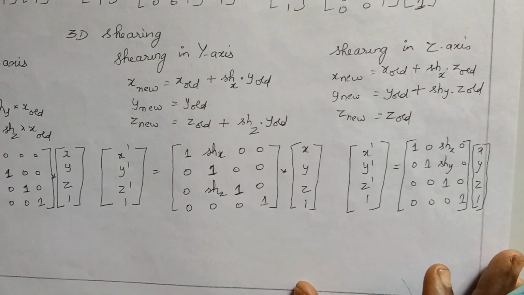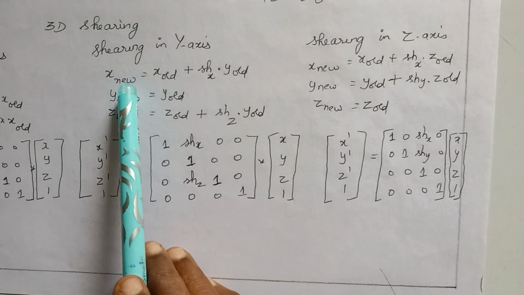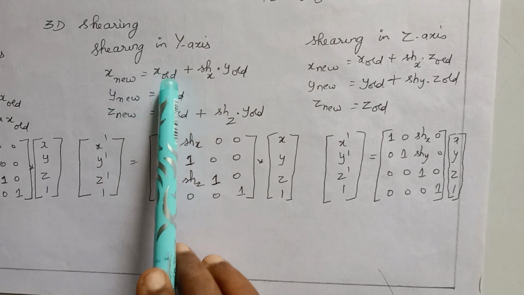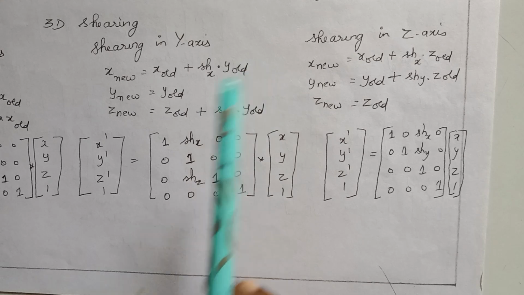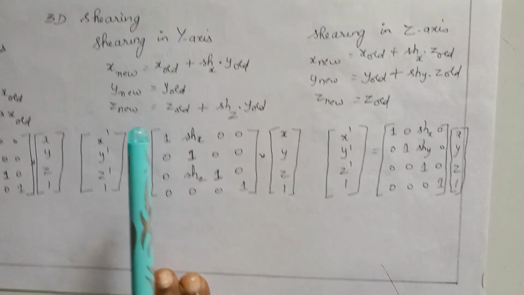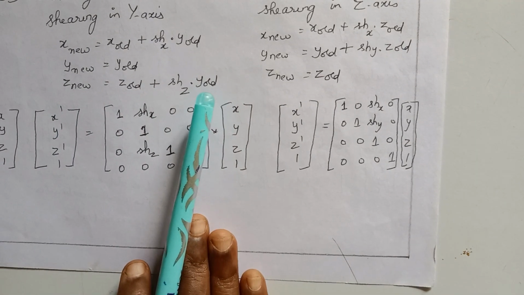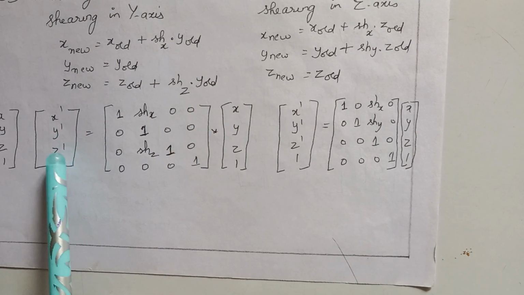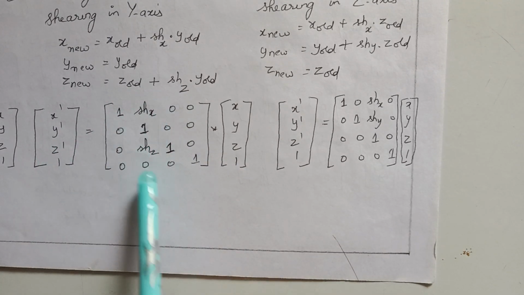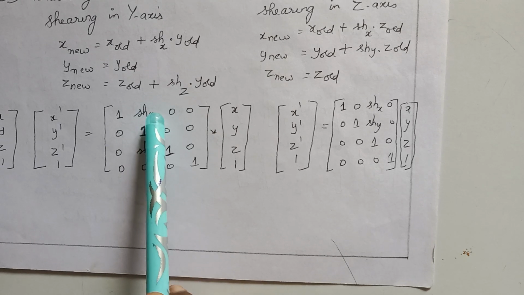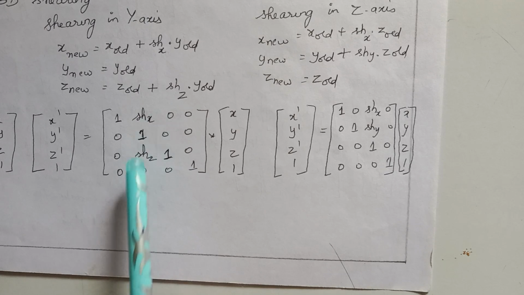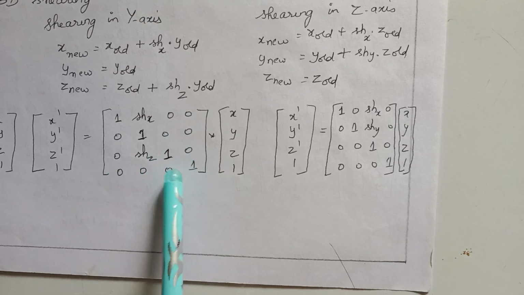Similarly, shearing in the y-axis. Here y new will be equal to y old, but x new will be x old plus shx of y old. Similarly, z new will be z old plus shz of y old. When you write in matrix form, it will be x dash, y dash, z dash, 1 with the diagonal ones. Then in the second column write shx and shz, and fill the others with zeros.